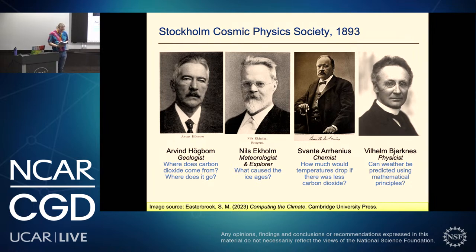In the late 19th century, Sweden was considered a backwater by most European scientists. Promising students hoped for positions in research labs in Germany, France, or Austria. But in Stockholm, in the early 1890s, a small group of scientists were laying the foundations for a new field of science. They met every fortnight at the Stockholm Cosmic Physics Society to consider big questions about our planet, how geological and cosmic processes help shape the conditions for life on Earth.